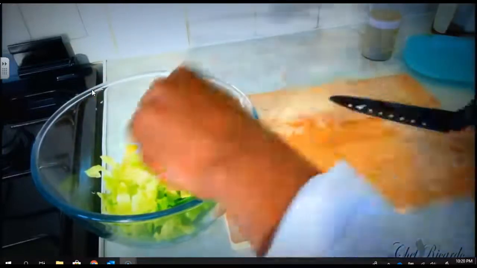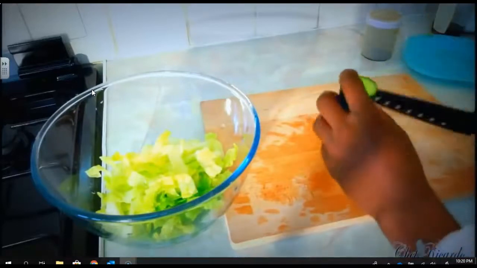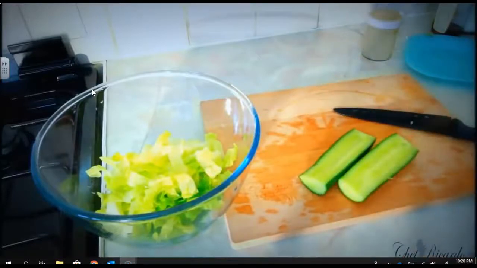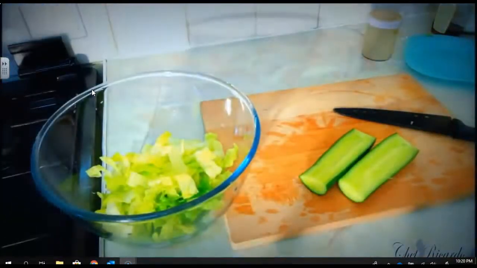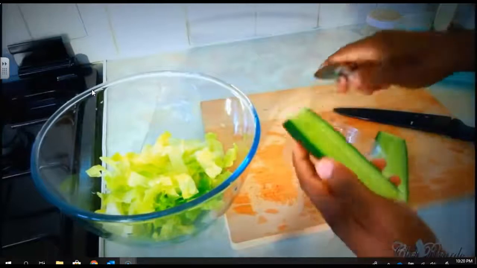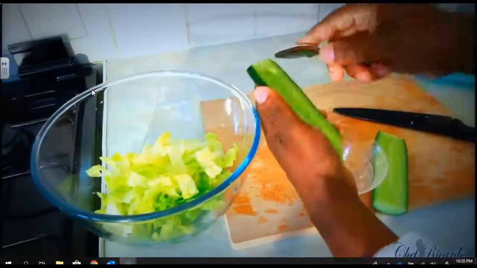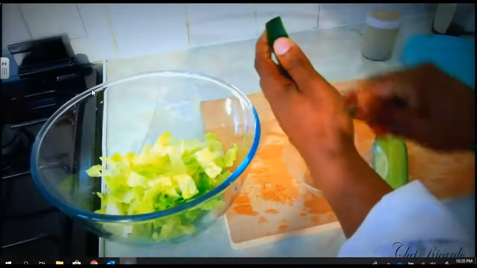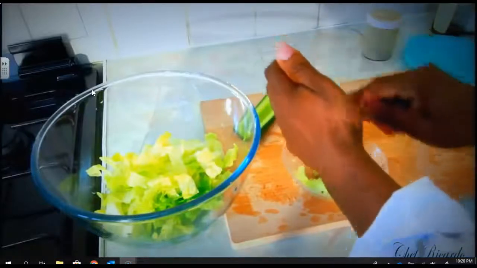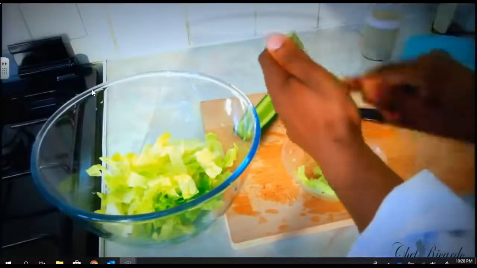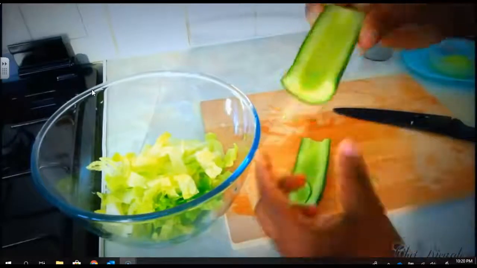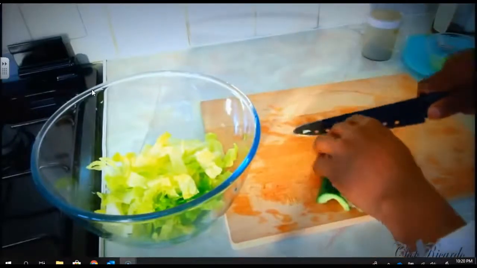Really nice. Look at that. Beautiful. Then some cucumber. Basically, all you want to do with the cucumber is scrape out the middle by using a teaspoon. Nice one. So when they grate, the middle is where it's going to be. Look, really nice and simple. Slice it up.